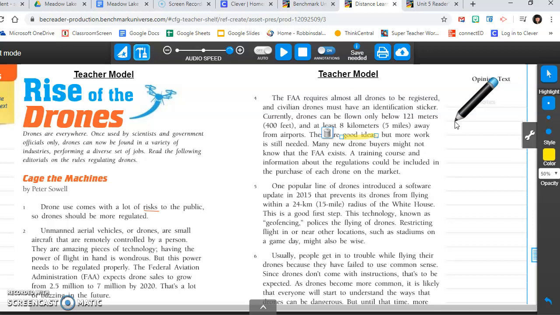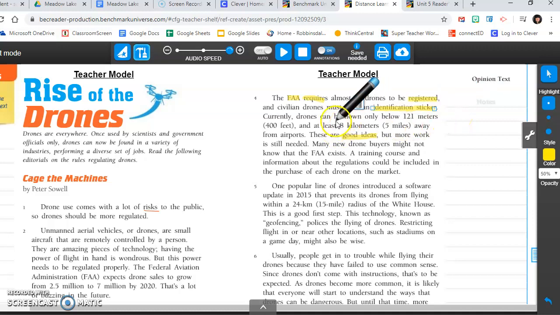Now, what was a good idea? Well, if I look earlier in the paragraph, the author was talking about how the FAA, which is an organization that helps to regulate drones, requires drones to be registered. That means the company knows who owns drones, where they are, and they must have an identification sticker. So that's helping keep better track of the drones that are being flown.